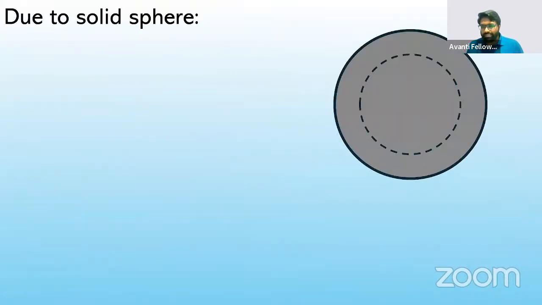Intensity due to solid sphere. What we have considered here is a solid sphere of radius capital R, and inside it a sphere of small r radius. Why? Because we want to calculate the gravitational field intensity at point P, which lies inside this solid sphere. So here we have a combination of two spheres.